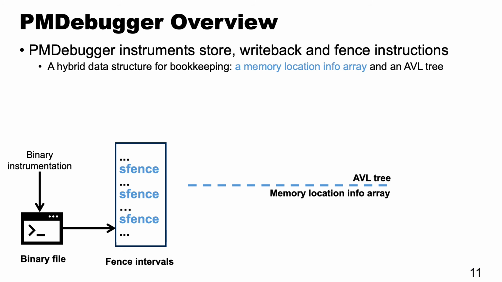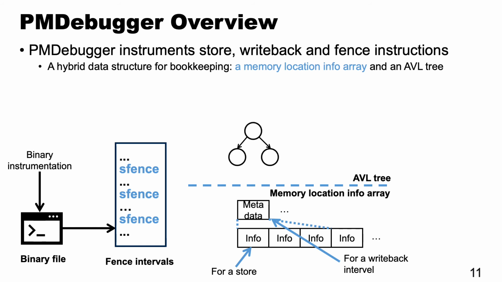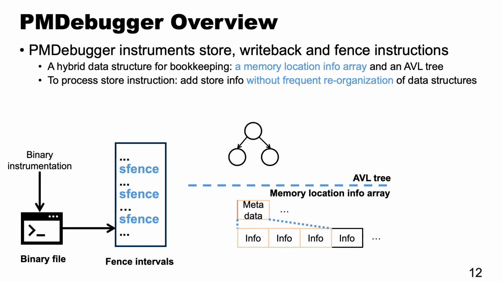For data structure, PMDebugger uses a PM-aware data structure for bookkeeping, including a memory location array and an AVL tree. A memory location array consists of metadata and memory location information. Memory location information records the information of a store. Metadata records the information of a write-back interval. The AVL tree is used to receive memory location information from the array. Using the array structure, memory location information can be directly inserted into the array without reorganization. Such faster processing of stores is necessary due to pattern 3.